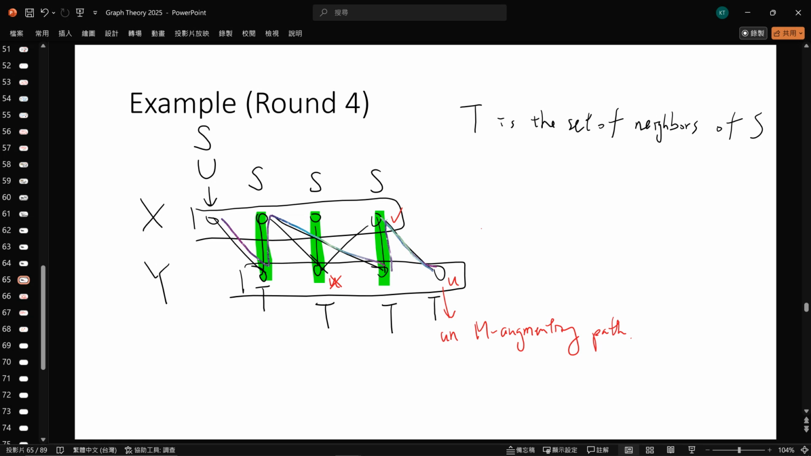Because when we run this algorithm, and say we have another vertex here, then when we consider this vertex V and go down, we're going to add this vertex to T. So every neighbor of vertices in S must be in T.